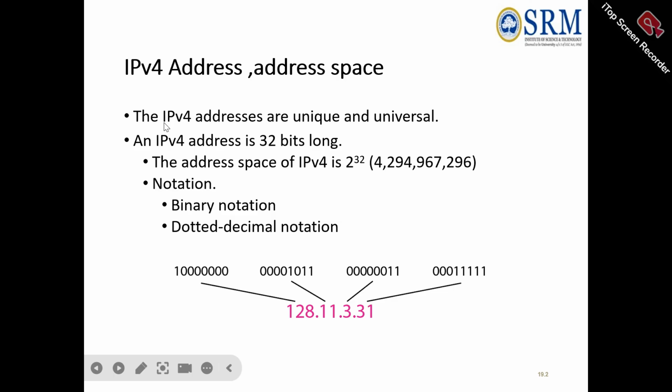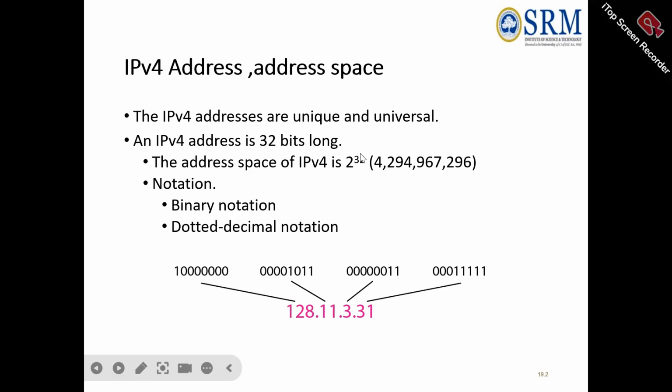The total address space of IPv4 is 2 to the power 32. In general, we write it as 2 to the power n, where n is the number of bits used in that Internet Protocol. Here it is version 4, so the length of the IPv4 address is 32 bits, and n is 32.